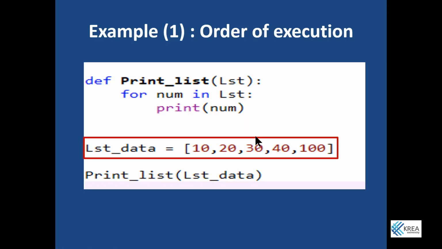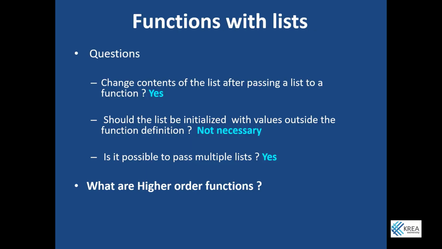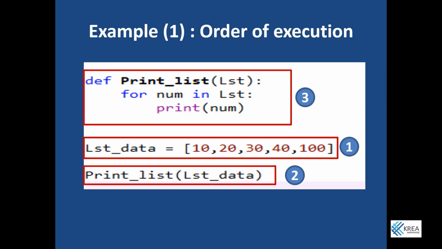The sequence of execution would be like: at first the list data is there, and then the print function is invoked with the list as a parameter, and then the function definition is called. Within the function definition there is a for loop which ranges as per the length of the list. I'm not going into the details. This is a very simple example of using a function with a list.